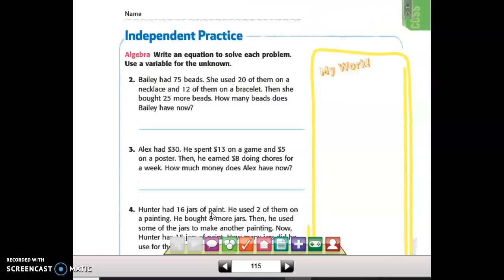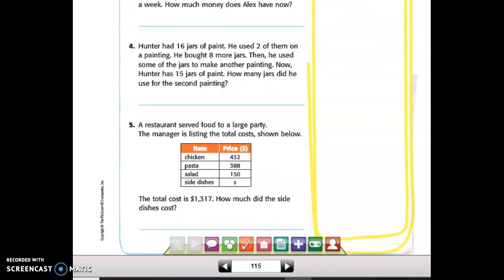So pay attention. There's the next page, 115. The information you have, those key words that are going to help you solve, and what you need to do in the order that it says. Also, pay attention because when you get down to 4 and 5, you're going to use those variables. And I know that because I see the word some. Some of the jars to make another painting. And here I see a variable in the table. So you're going to have to use variables in 4 and 5. Pay attention to that when you get there.